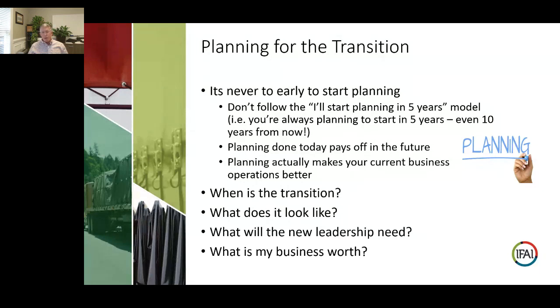And so if you're in their shoes, they're going to have a lot of questions. They're going to need a lot of information, and we're going to talk about that as we go through the presentation. So the last part of the planning for the transition, and probably one of the first steps, and maybe the most important, is: what is my business worth?